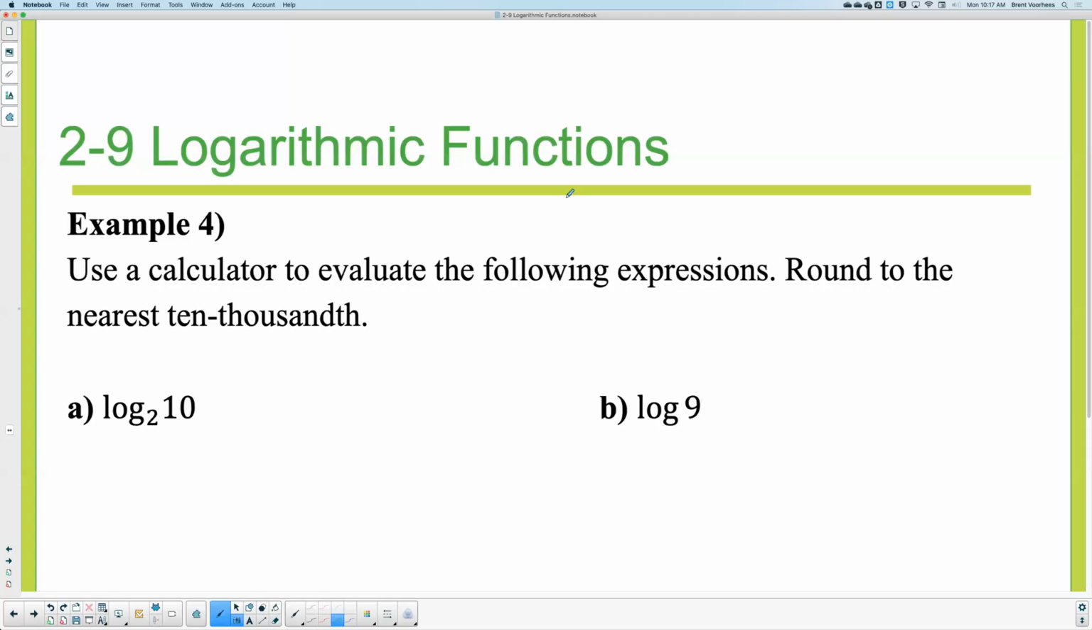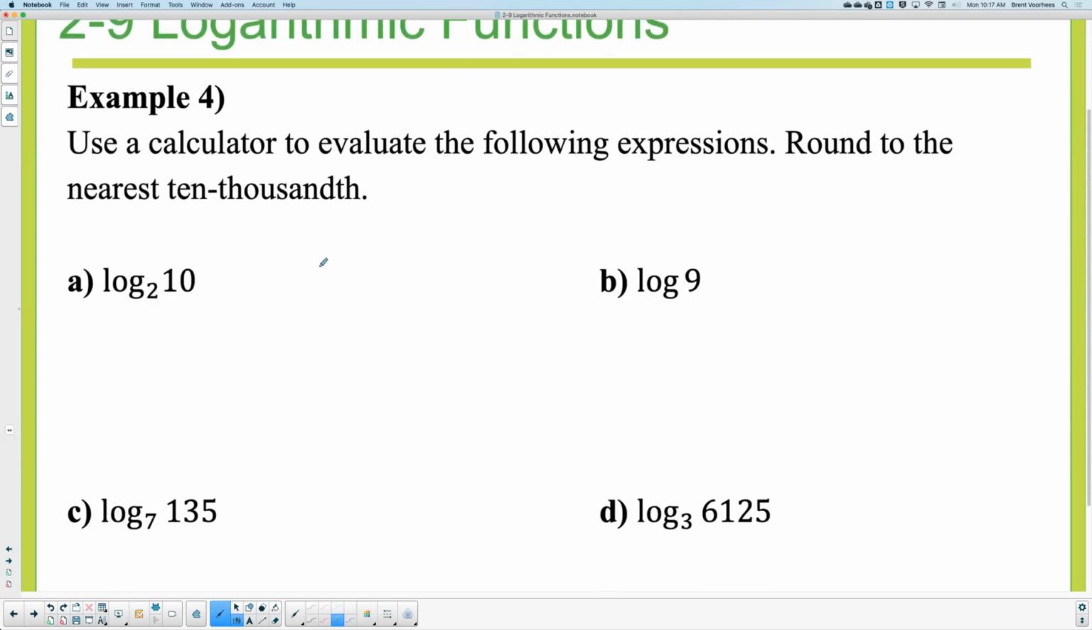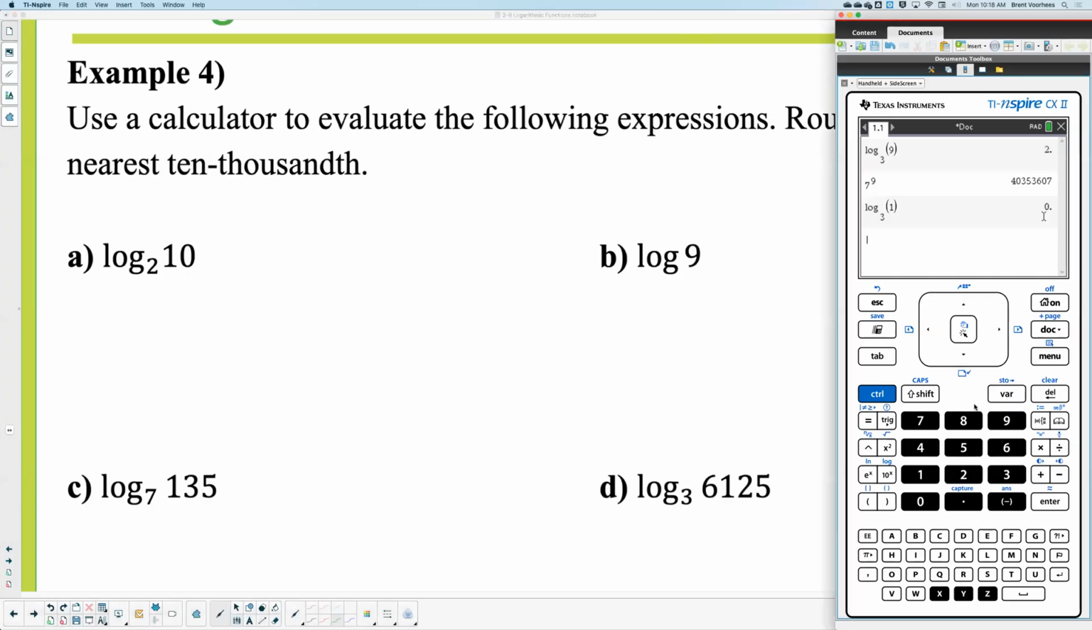All right, example 4. Now we're going to use a calculator to evaluate the following expressions, rounding to the nearest 10,000th. I'll let you just type these in. You go ahead to your calculator, type all these in, and I'll get your answers from you in a moment. All right, so hopefully you got, is the answer the number 1.5? No, that would just be pure multiplication. We're not doing that. We're raising it to a power. 2 to what power is 10? There you go. What about log 9? What's the base if it says log 9?